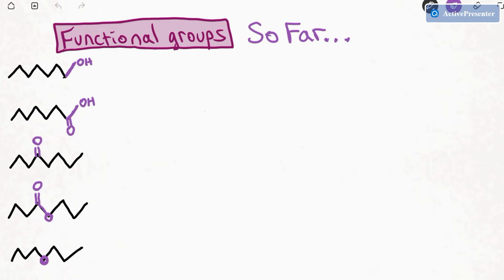Okay, well, so far we've done 5 different functional groups. This top one, you can tell by the terminal group here. Terminal just means it's on the end, is OH, and there's nothing else. The rest of it is just a hydrocarbon chain. So that means it's an alcohol.